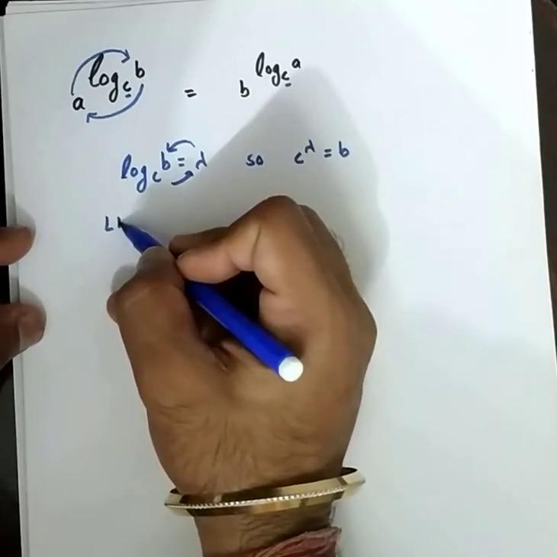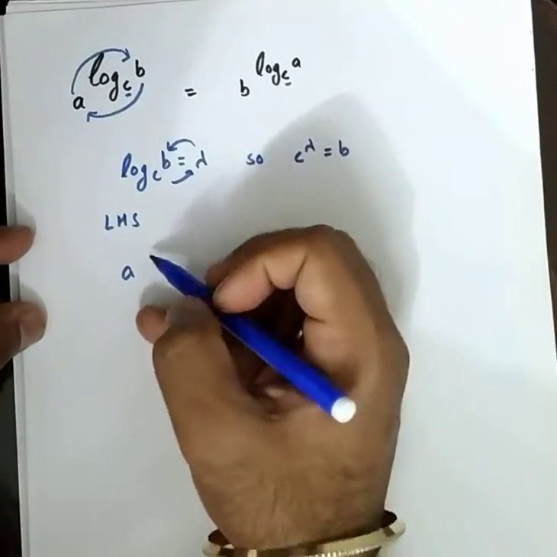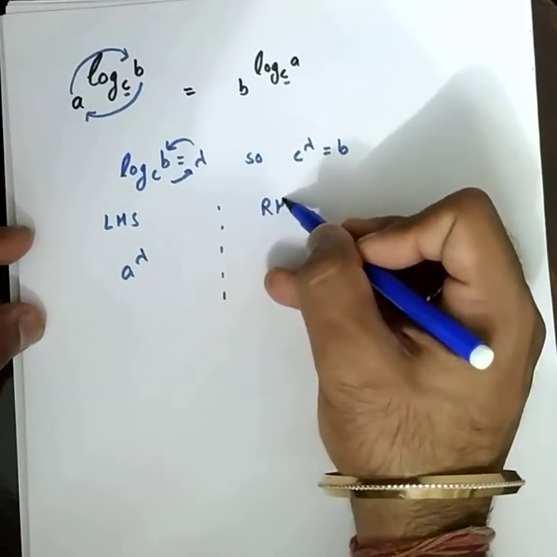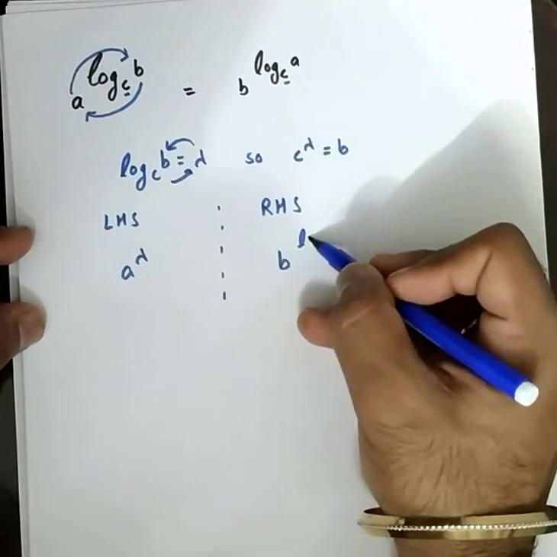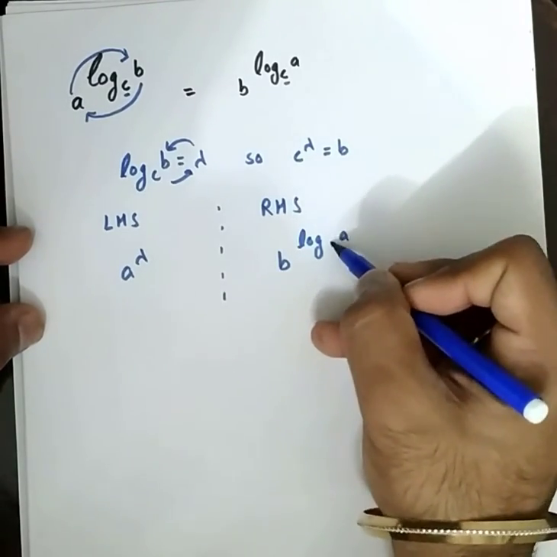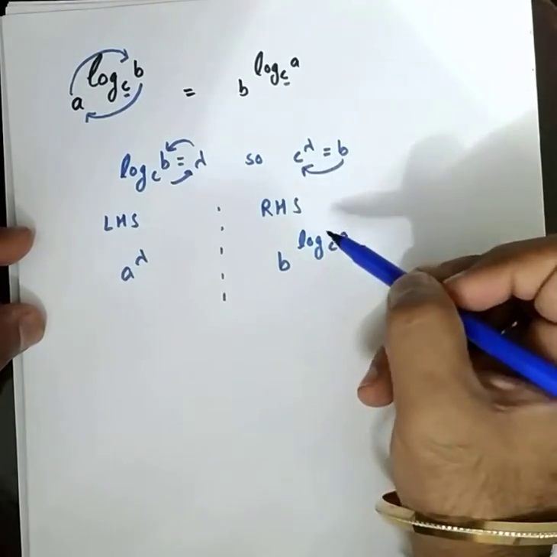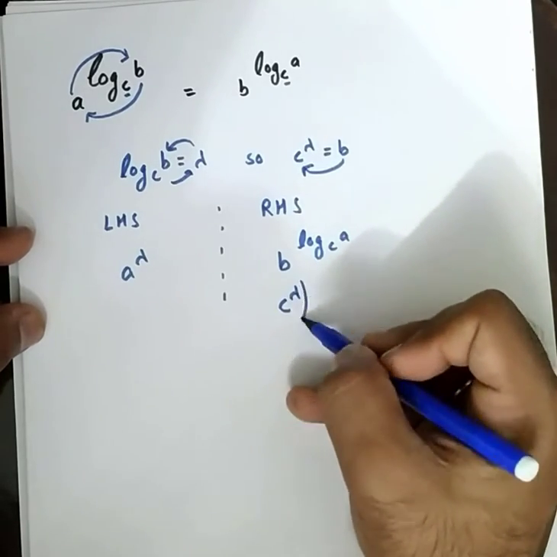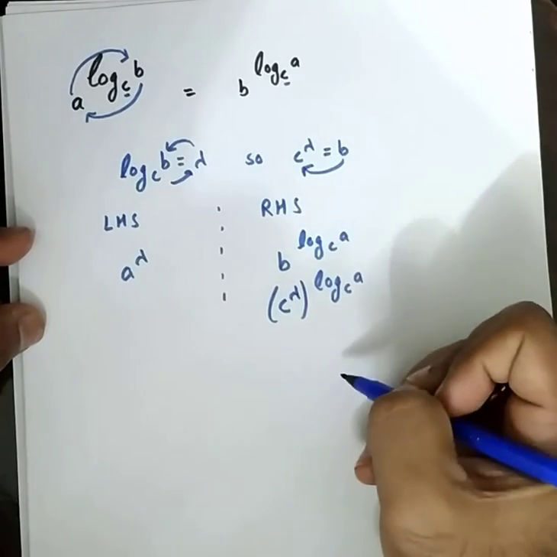So the LHS part becomes a to the power log b base c, which is nothing but a to the power lambda. Now let us see what happens to the RHS side. On the RHS side, I have b to the power log a base c, and what I have for b is c to the power lambda. So I'll place it over here. So this becomes c to the power lambda, and log a base c.